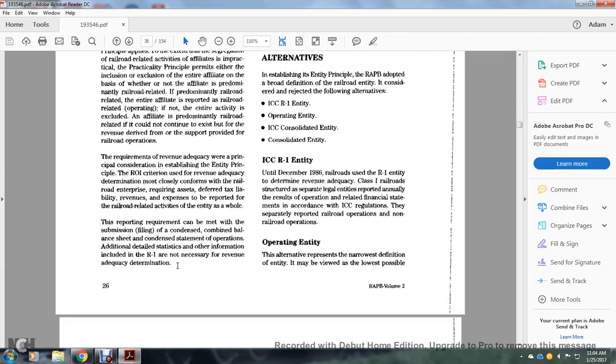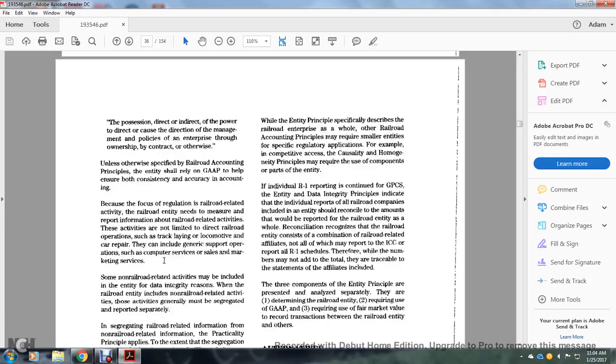The requirements of revenue adequacy are the principal consideration in establishing the return on investment criteria for the use of the railroad. Revenue adequacy is determined most closely by conforming to the railroad enterprise, requiring assets, deferred taxes, liabilities, revenues, and expenses to be reported for the railroad related activity as a whole. The reporting requirement can be met with the submission or filing of condensed combined balance sheets, consolidated statements of operations, and additional details. Statistics and other information, including the R1, are not necessary for the revenue adequacy determination.